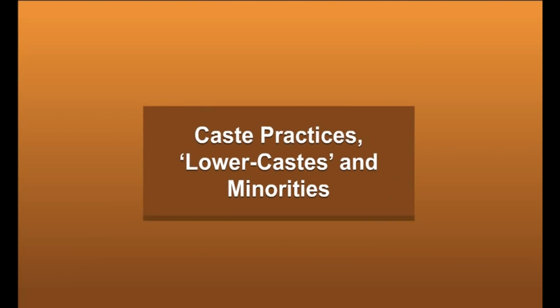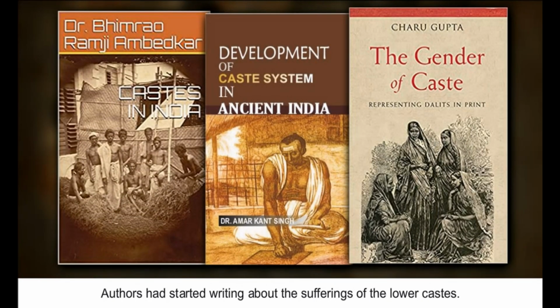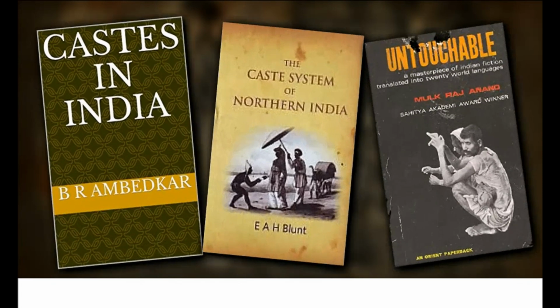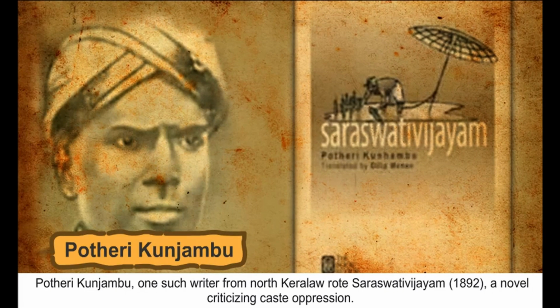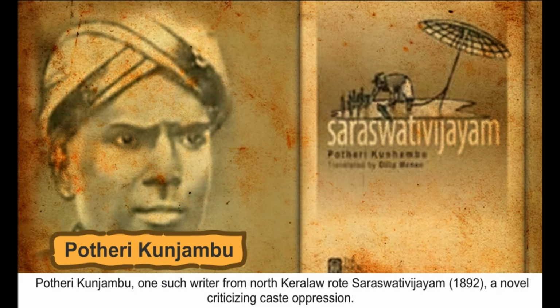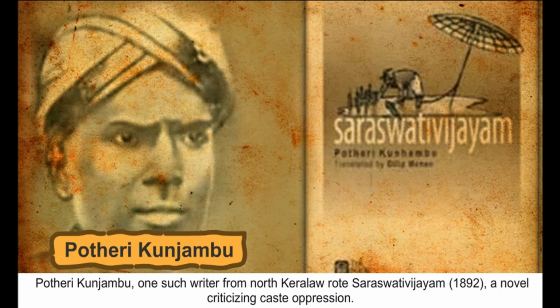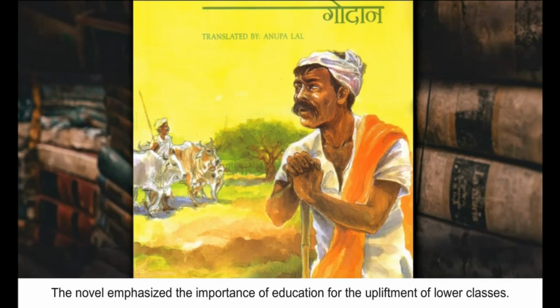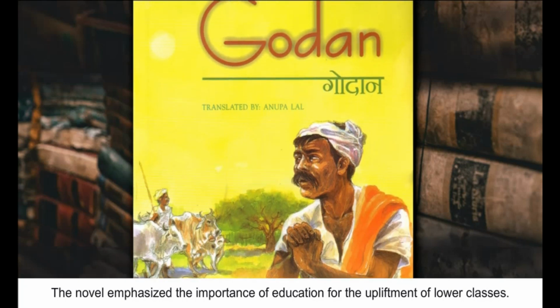Caste practices, lower castes, and minorities. Authors had started writing about the sufferings of the lower castes. Some novels stood out as they were written by lower caste novelists. Potheri Kunjambu, one such writer from North Kerala, wrote Saraswati Vijayam, 1892, a novel criticizing caste oppression. The novel emphasized the importance of education for the upliftment of lower classes.